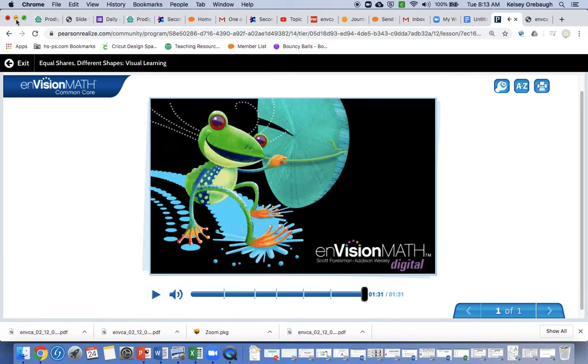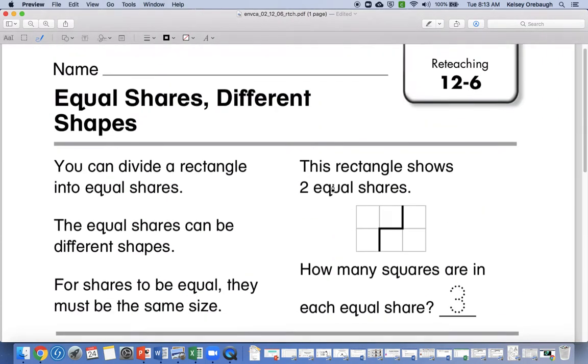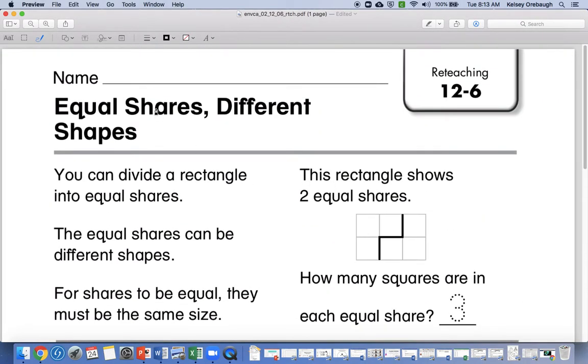All right, so let's look at our reteaching page. So we just learned that equal shares can be different shapes. The important thing is that if it's an equal share, it must have the same number of smaller squares or smaller rectangles within each share. So if there are 3 equal shares, they have to have the same number of smaller squares in each of those 3 parts, okay?